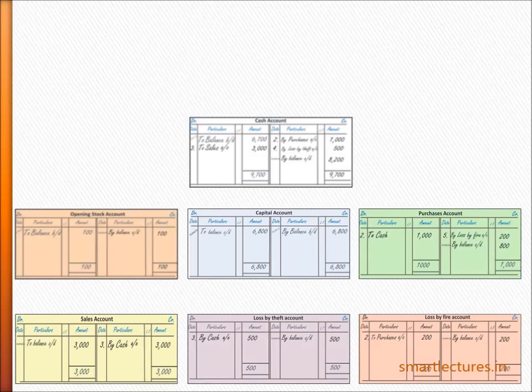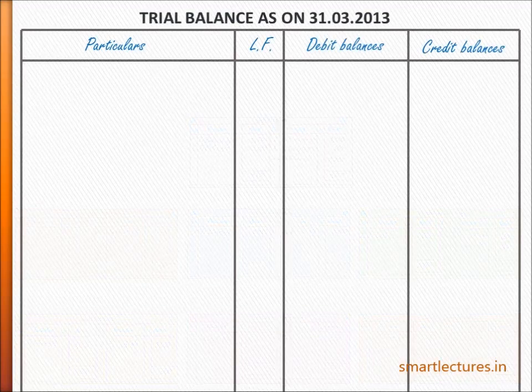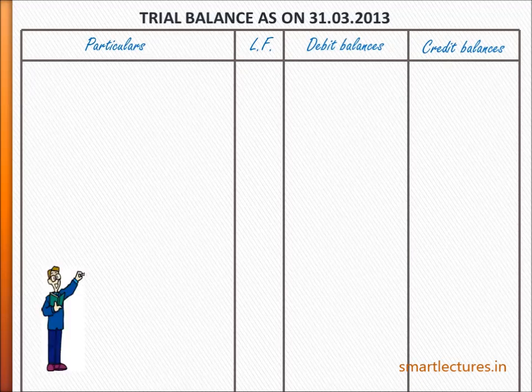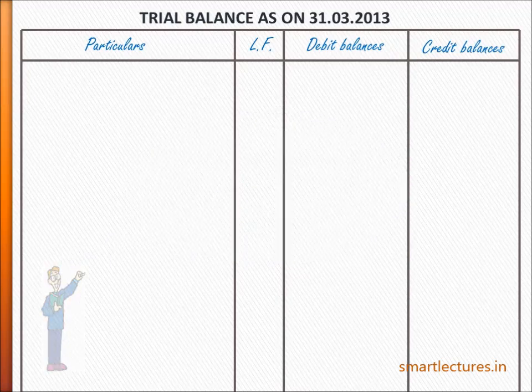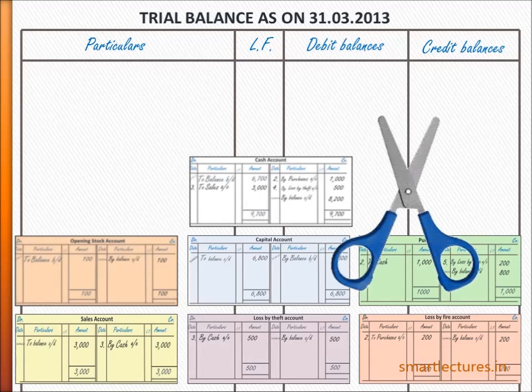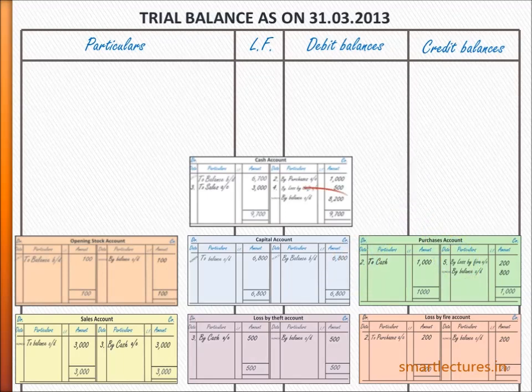In this way, we have calculated the closing balance of each and every account. So what we are going to do now? Of course, we are going to make trial balance on the basis of closing balances. You know, trial balance is the list of closing balances of each and every account. So, you know, we use the formula of Caesar, means left side will go to the right hand side and right side will go to the left hand side. So cash account, by balance c/d 8,200 rupees.